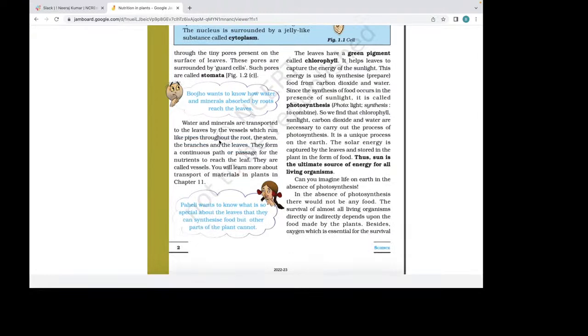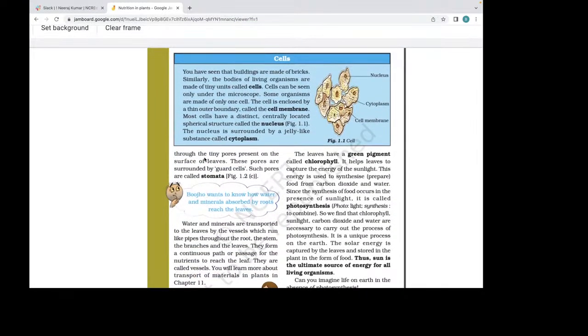We can see some tiny pores on the surface of leaves. These absorb the carbon dioxide, and these pores are called stomata, and these are also surrounded by guard cells. So we now know how they get water and minerals, how they get carbon dioxide, and what the food factories of plants are, which are leaves.